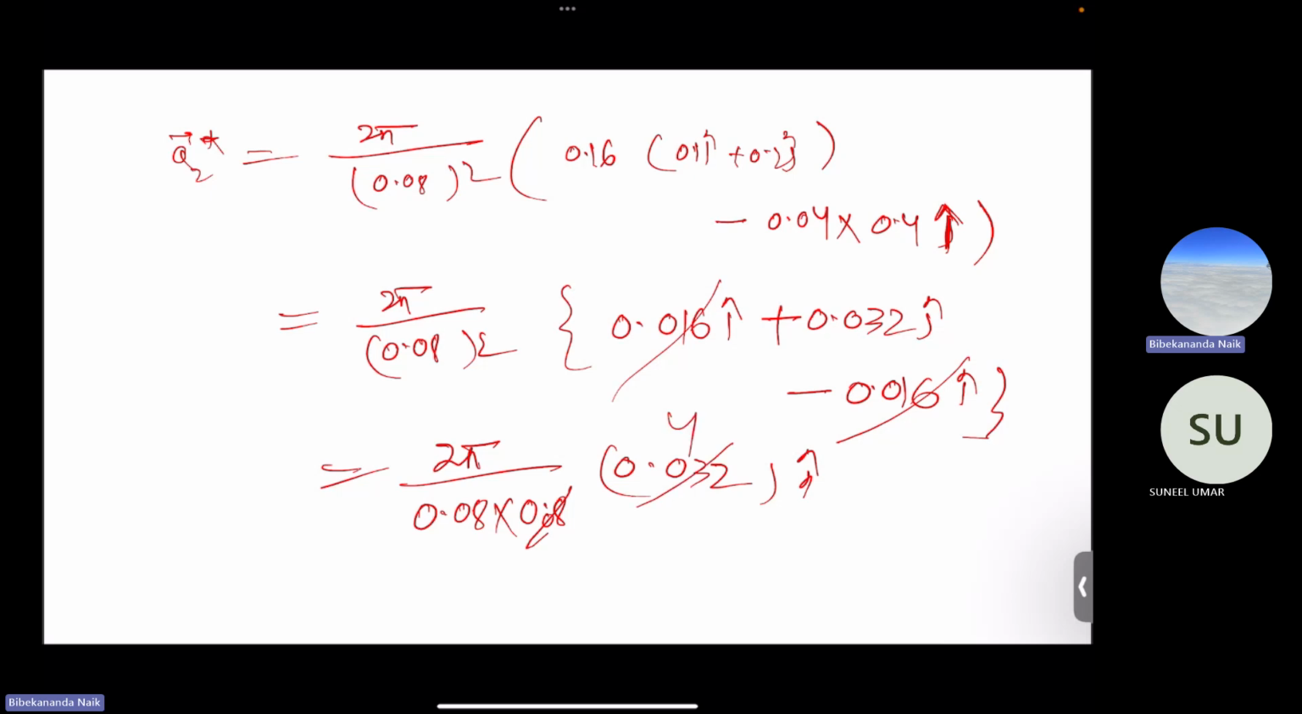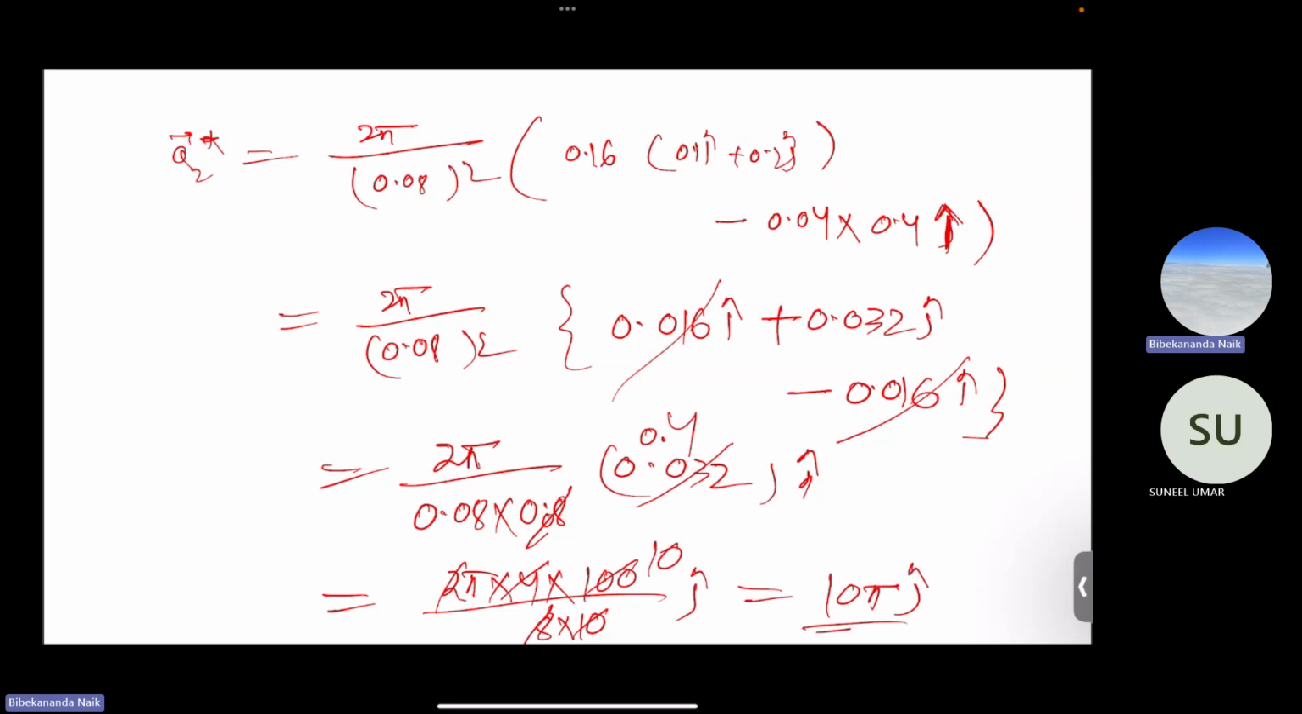So here 0.08 and 0.08, so it will be 4. So it will be 2π into 4 into 100 divided by 8. It will not be 4, it will be 0.04. 0.48 into 0.04, so 0.4, into 10. So it will be 10, and 4 to 8. It will be 10π j cap.